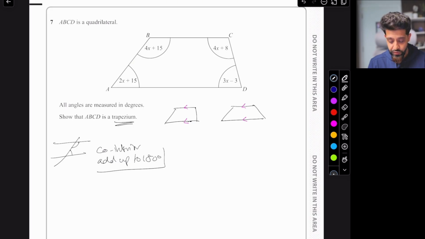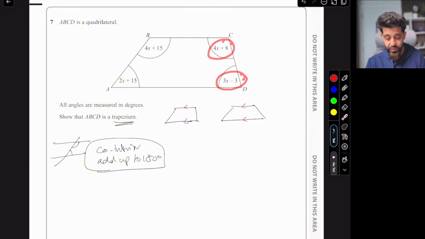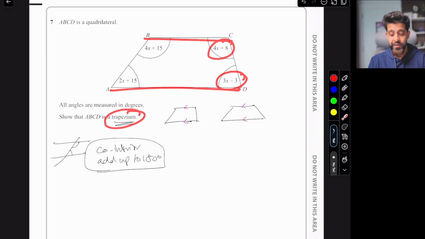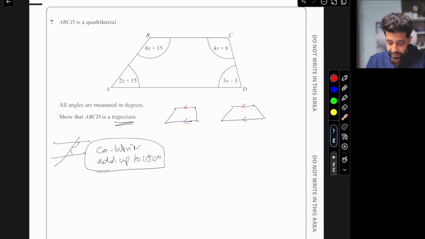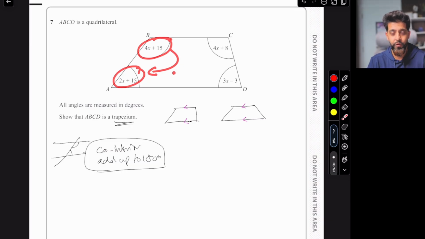So if we can prove that these two angles add up to 180, then we have proved that this line and this line are parallel, and therefore we have a trapezium right here, a trapezium quadrilateral. So where do we begin? We can't just say this plus that is equal to 180. That's you forcing it. You assumed that these are parallel, but we're not.